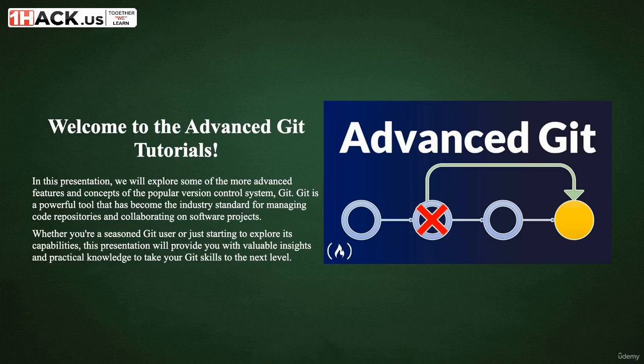projects. Git is a distributed version control system, which means that every developer working on a project has a complete copy of the repository on their local machine. This allows for efficient collaboration, as developers can work independently and then merge their changes back into the main codebase.